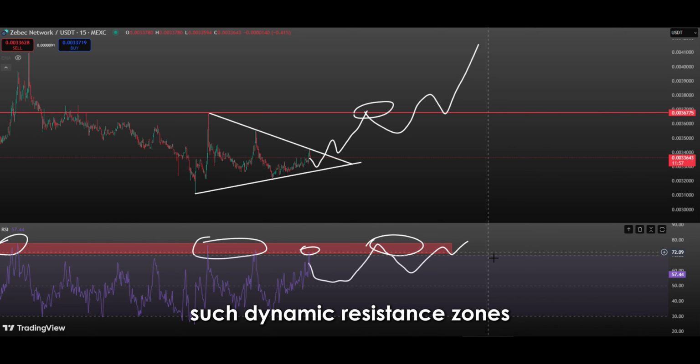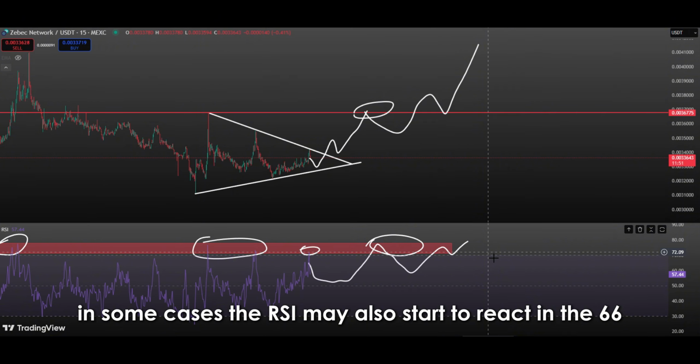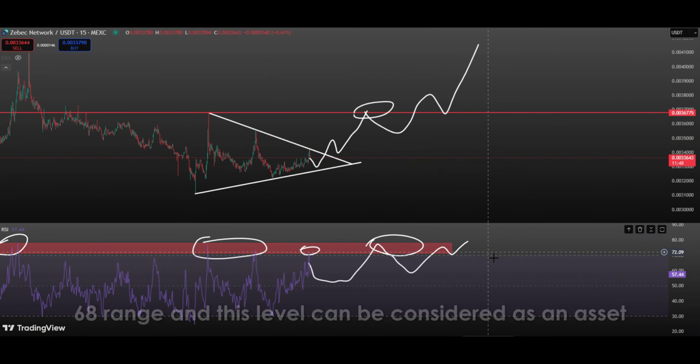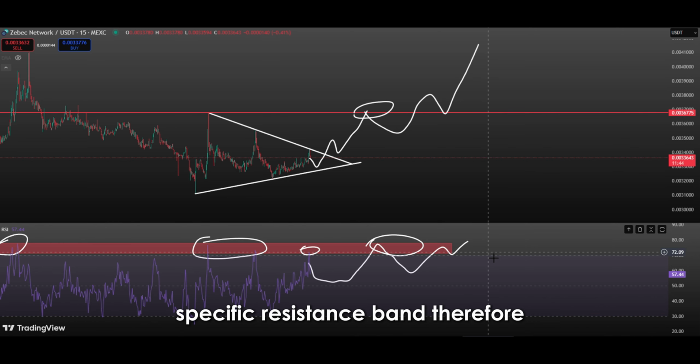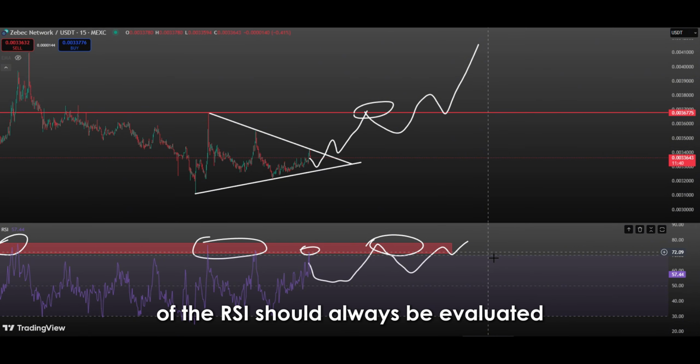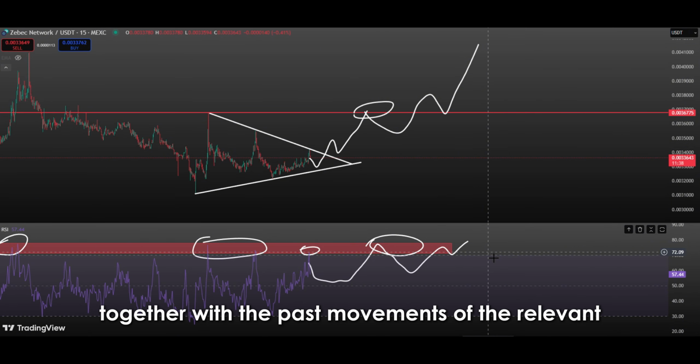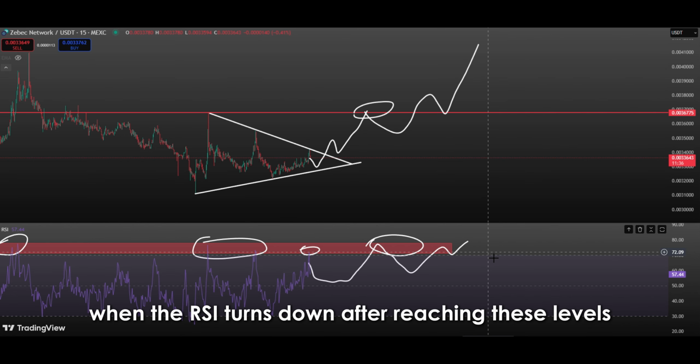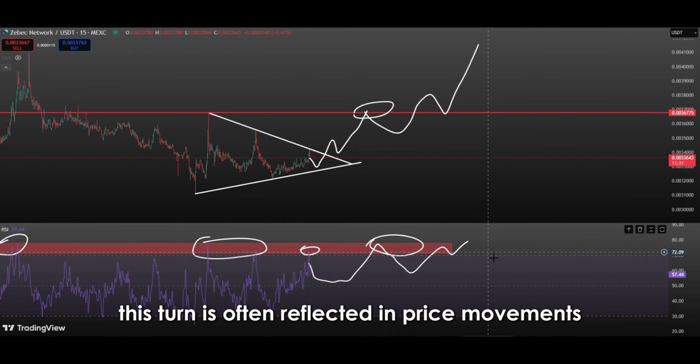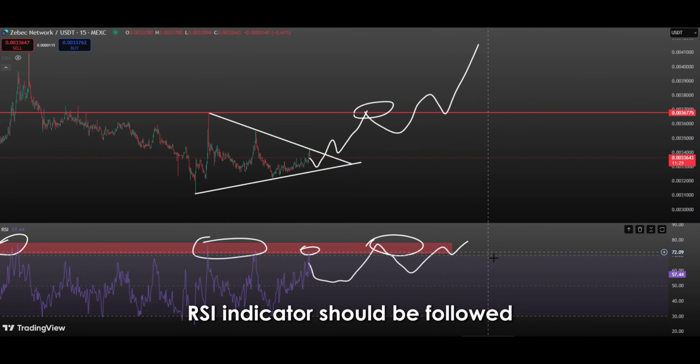Such dynamic resistance zones are not limited to the specific numerical threshold of the RSI. In some cases, the RSI may also start to react in the 66, 68 range, and this level can be considered as an asset-specific resistance band. Therefore, the behavior patterns of the RSI should always be evaluated together with the past movements of the relevant instrument. When the RSI turns down after reaching these levels, this turn is often reflected in price movements. The RSI indicator should be followed.